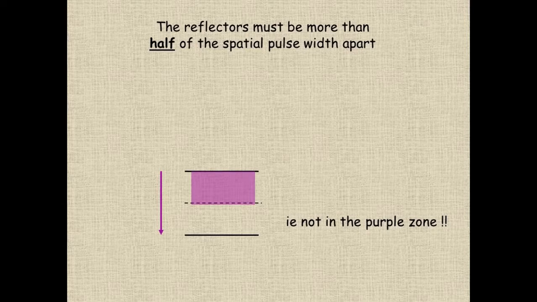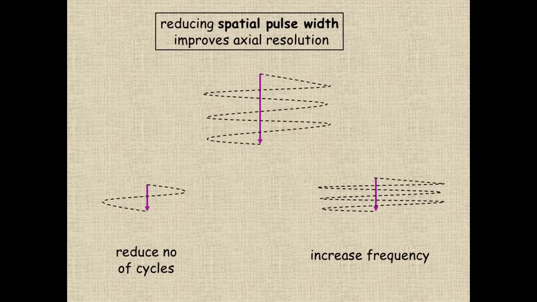In order to be seen as distinct, the reflectors must be more than half the spatial pulse width apart. Otherwise the signals will combine to produce a single return rather than a double return. We can reduce spatial pulse width and therefore improve resolution with one of two methods.